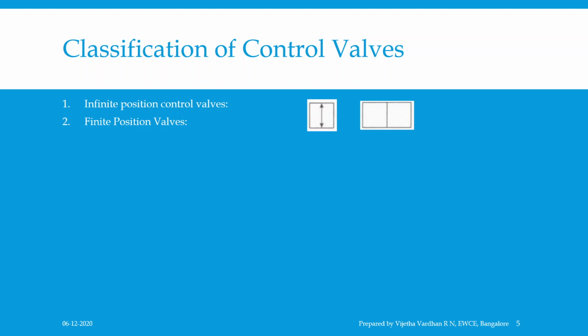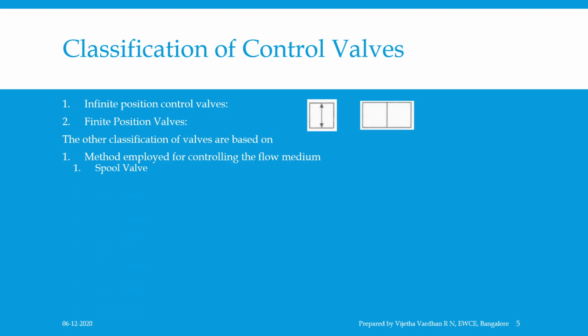Based on other classifications of the valve, based on the method employed for controlling the flow medium or the type of valving element used inside the valve body, we can call it a spool valve, again subclassified as sliding as well as rotary spool valve. Then coming to another classification as seating valve, where it could be a ball, plate, or a cone, which is nothing but a poppet valve.